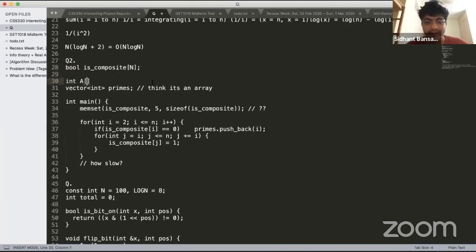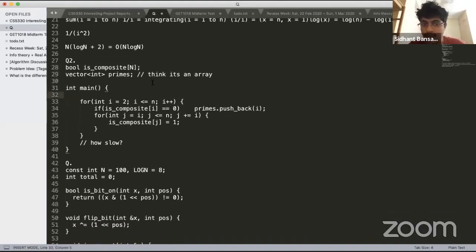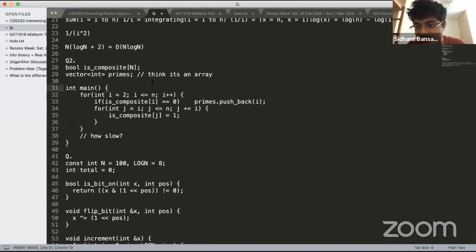If you declare any array globally, it's always set to 0, if you initialize it globally, not in the main. So here we actually don't need to set it, because is composite is anyways set globally to 0. Yeah, it will work. Another player asked whether this will work. As far as I know, this works, and even if you remove this, it's by default set to 0. That's how global memory works.